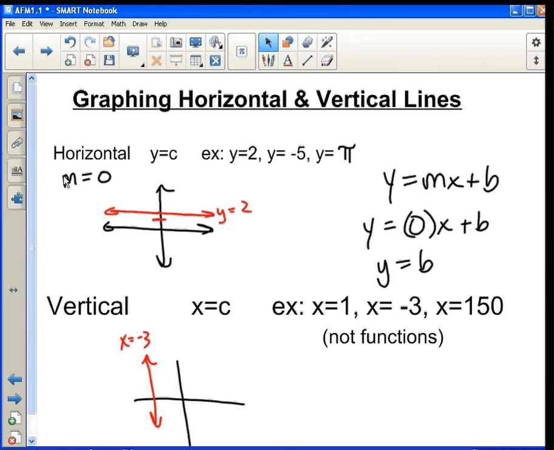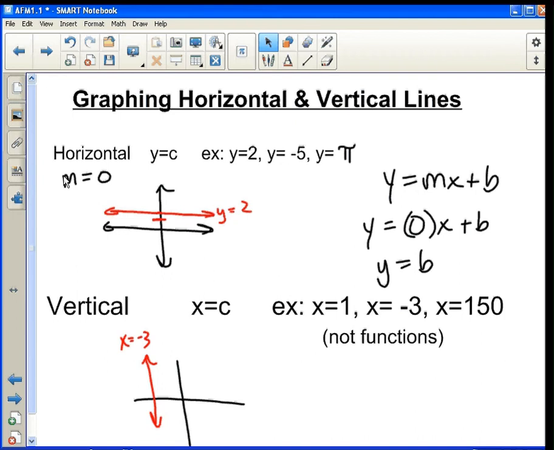Vertical lines are always of the form x equals c. So x equals 1, or x equals -3, or x equals 50. So that's a vertical line. Notice it has no slope. It's also called undefined slope. These are also not functions.